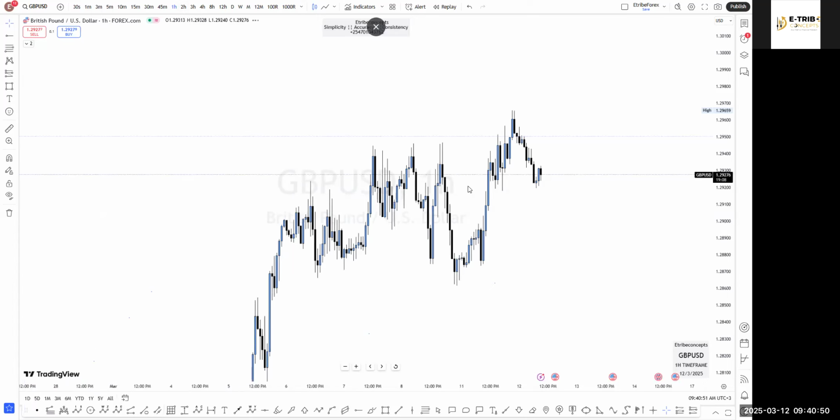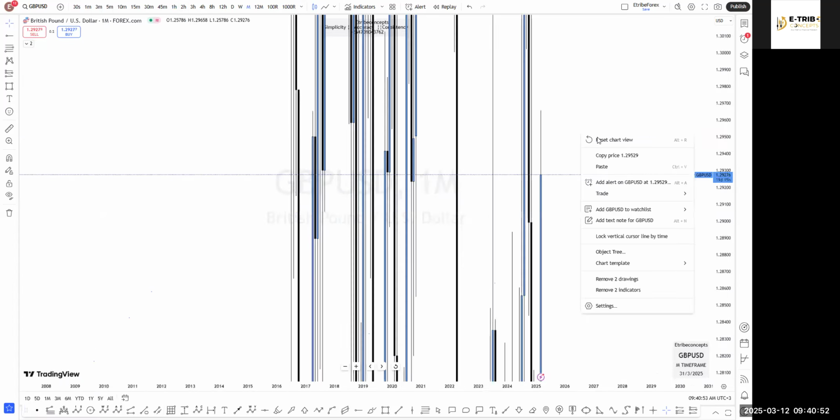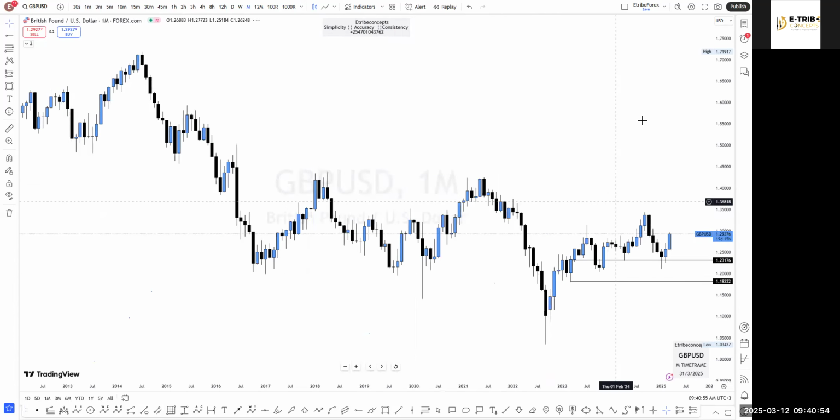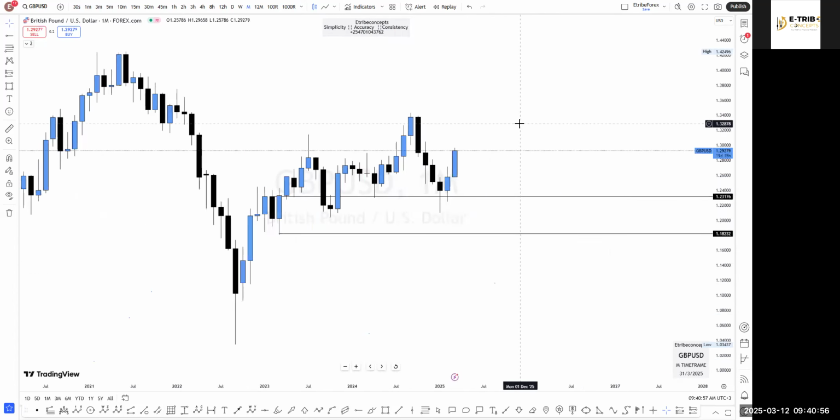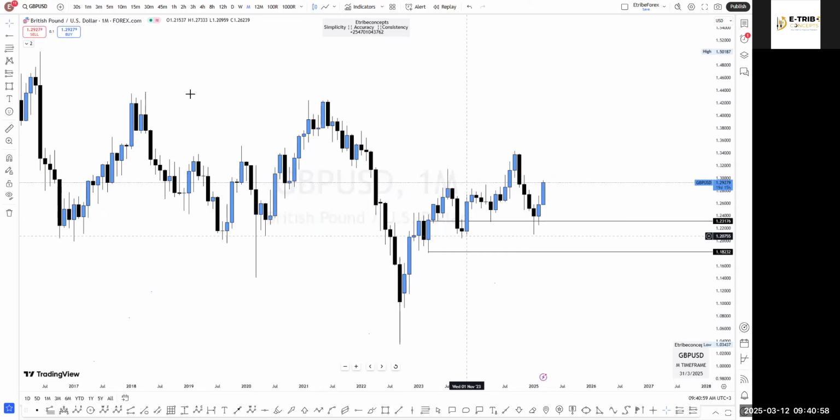So if we look at the monthly time frame, where are we in terms of price? Number one, guys, it's very important when you're doing your analysis to check different servers. What do they offer you? Because if you don't check on different servers, sometimes you might miss.